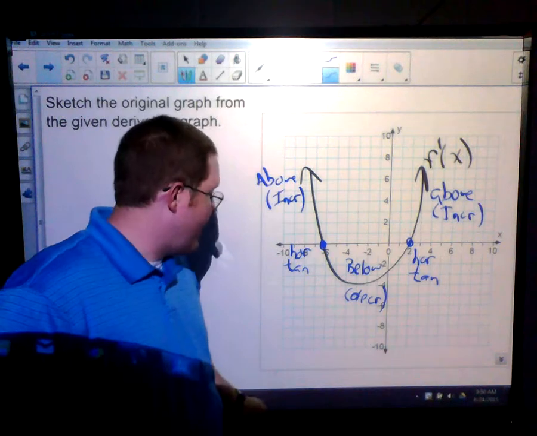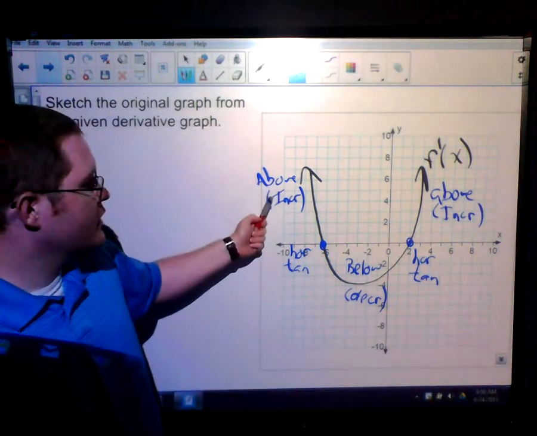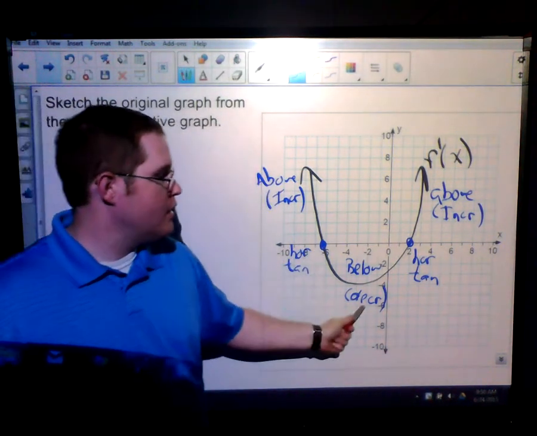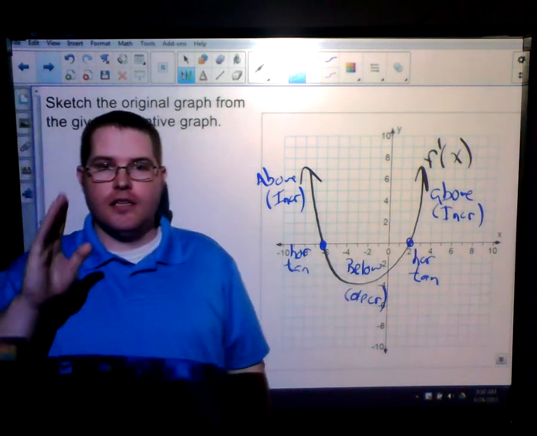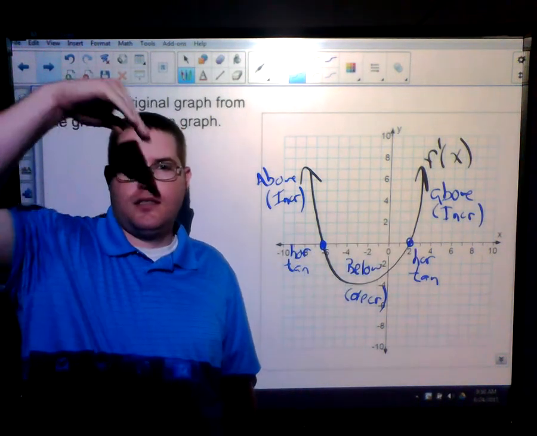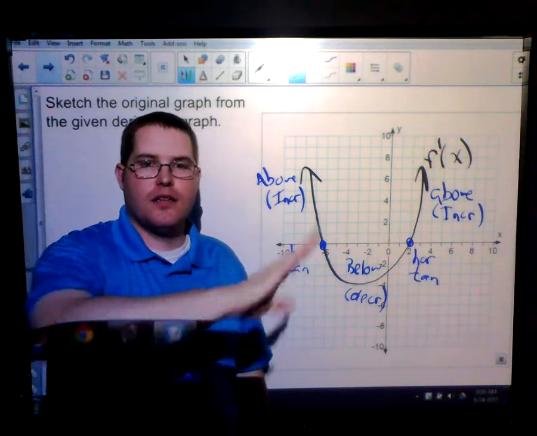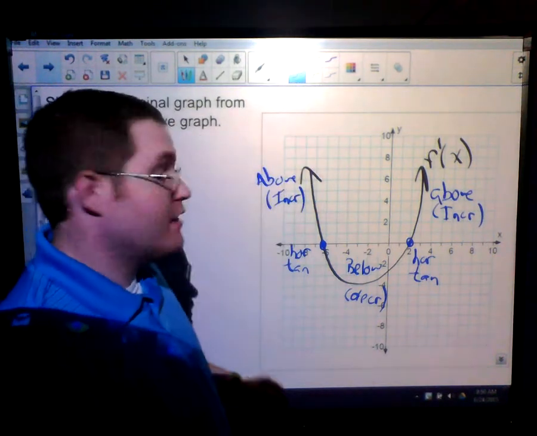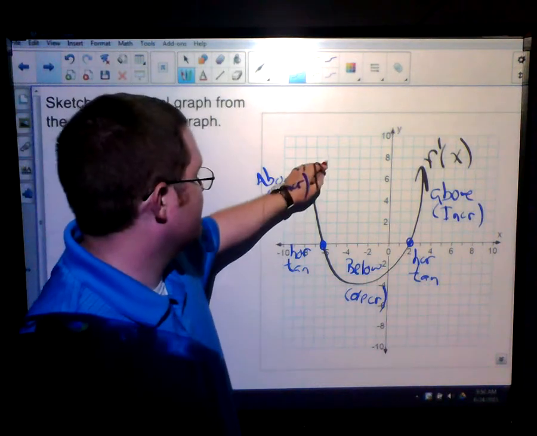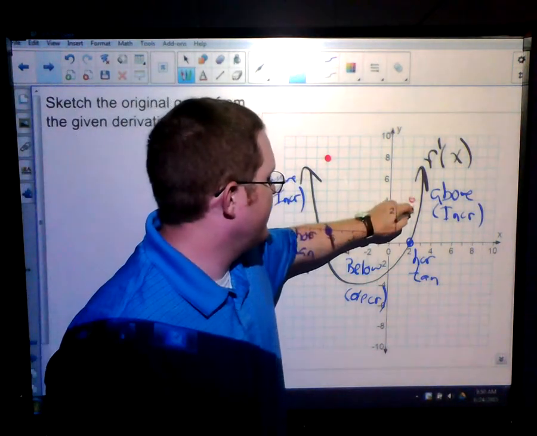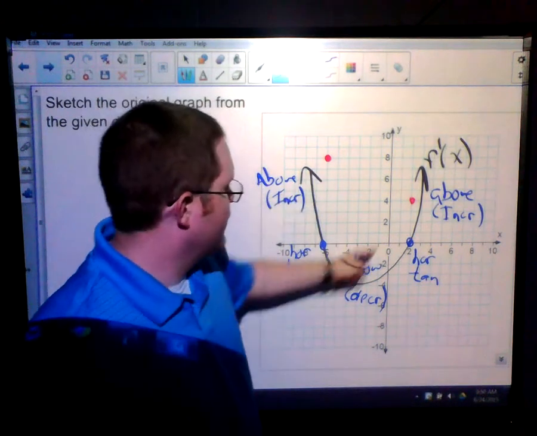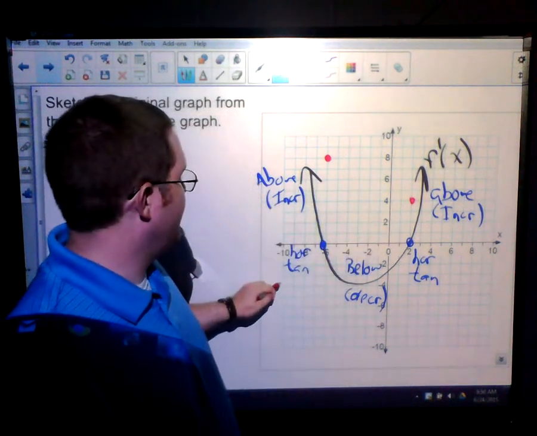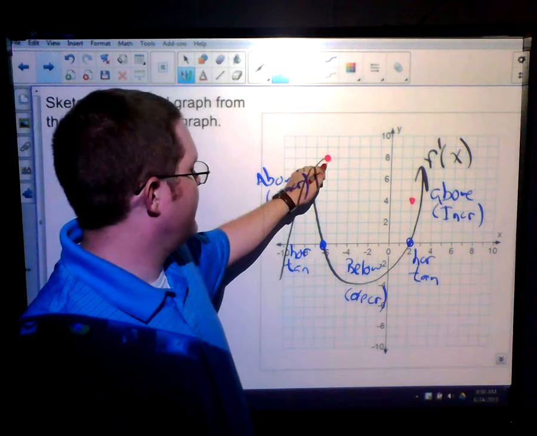So my original graph has to be increasing, flat, decreasing, flat, increasing. Doesn't matter where you put these points. So I'm just going to put a point here and a point here. But they have to match up. Oops, I missed it. No, that's right. They just have to match up. So it's increasing to there.